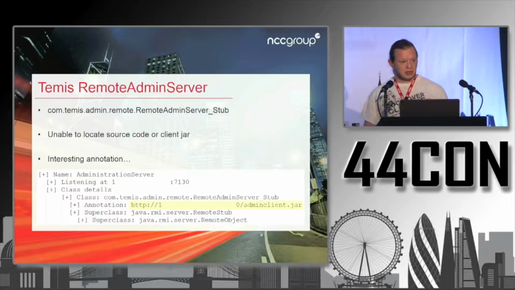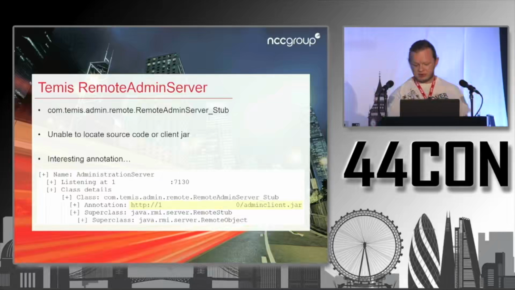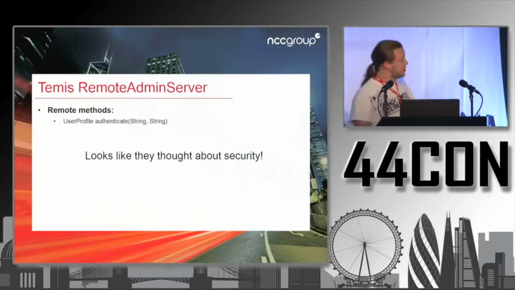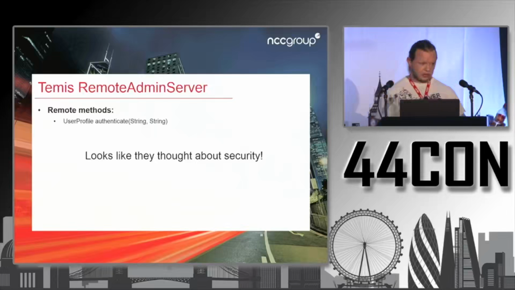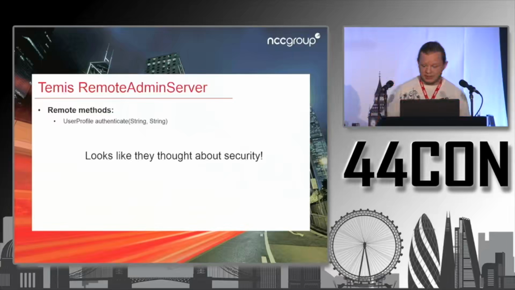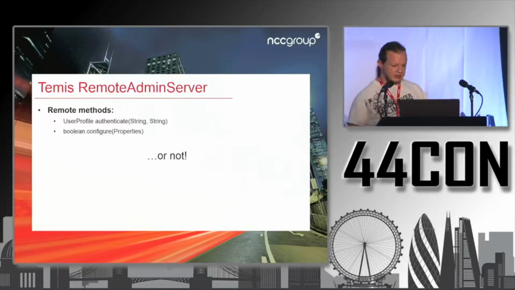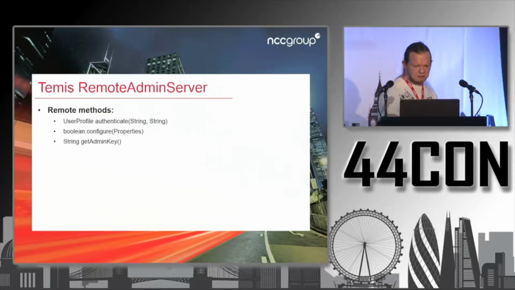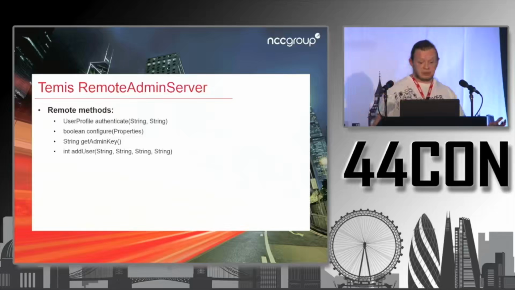So I did the same thing. I decompiled it, looked at the code, looked at the remote objects, looked at the methods, and I've got some examples. So first thing that I saw was they've got an authenticate method. It takes a string and a string, probably a username and password, and it returns a user profile object. So what they should be doing is using this user profile object to then authenticate subsequent requests, like a session ID, like in HTTP, a cookie, if you like. But then I saw this. Anyone can configure this remote admin server. And then you can get the admin key, whatever that is. Add a user, if you can guess the 4 string parameters.